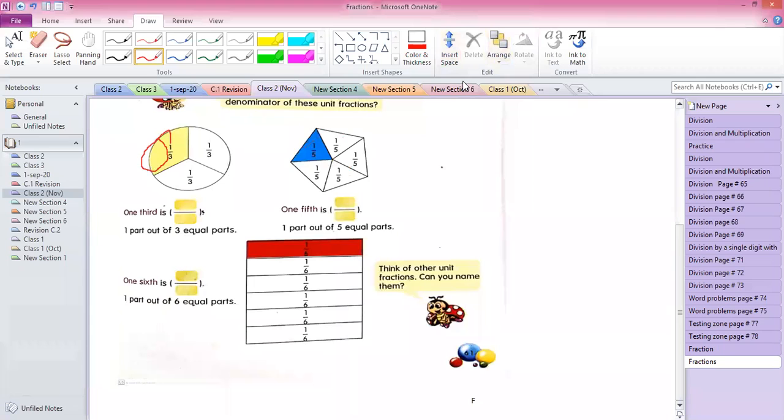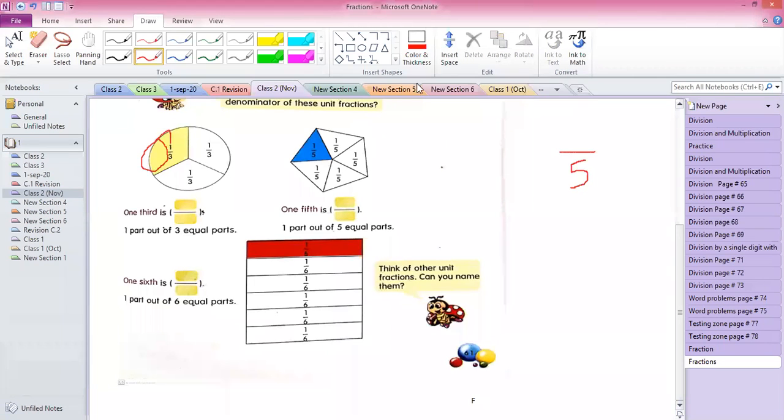So can you tell me the denominator of this fraction? Five. Very good. The denominator will be 5. Why 5? Because it is divided into 5 equal parts. If I write the fraction sign here like this, I will write 5 here.